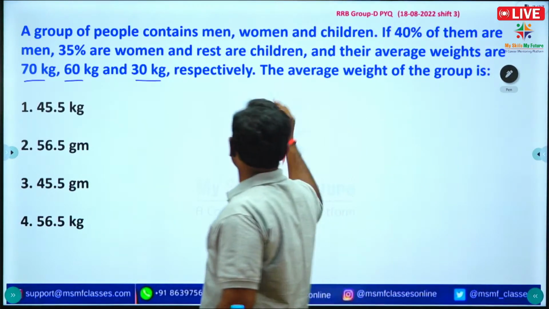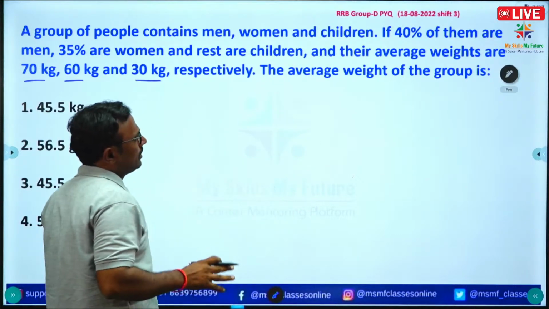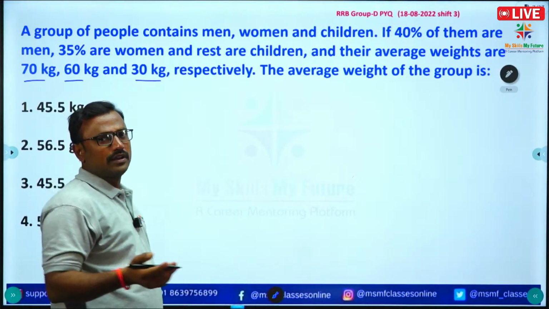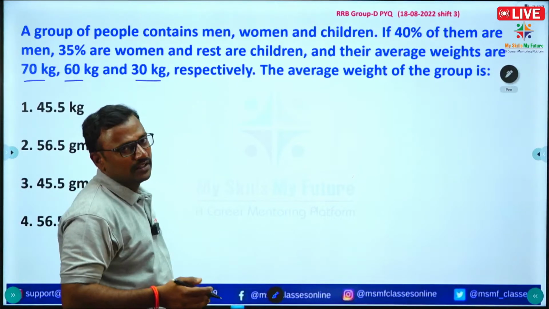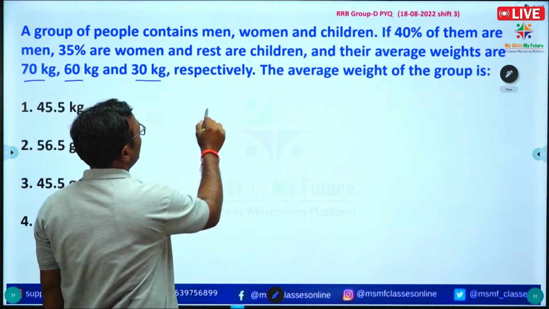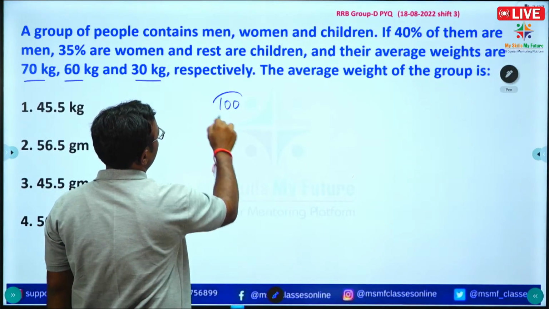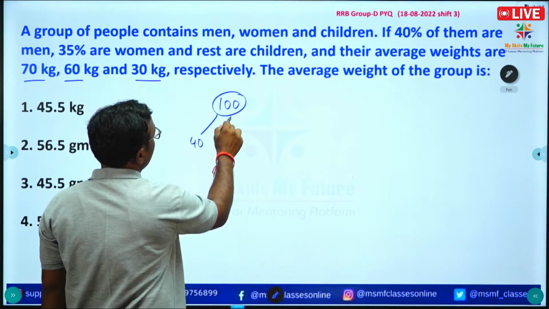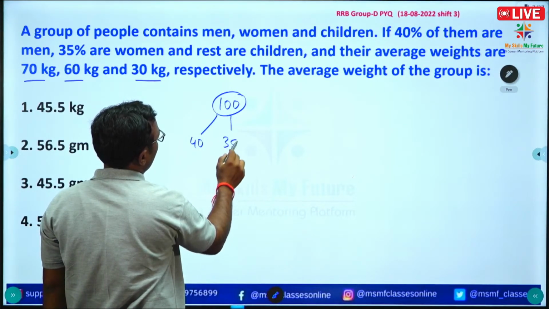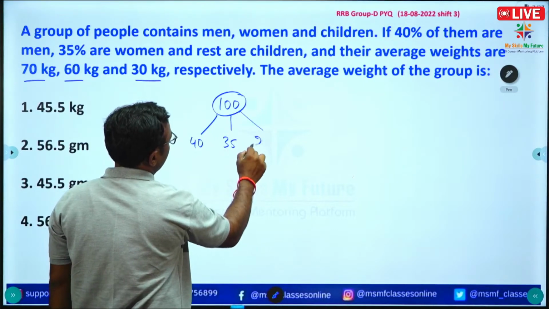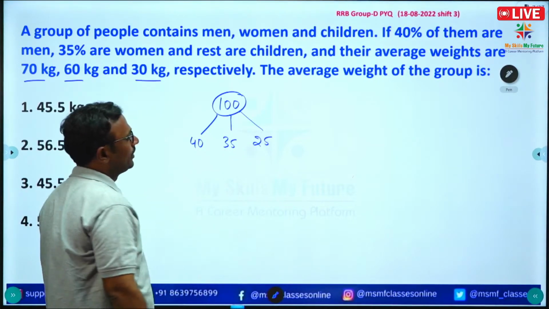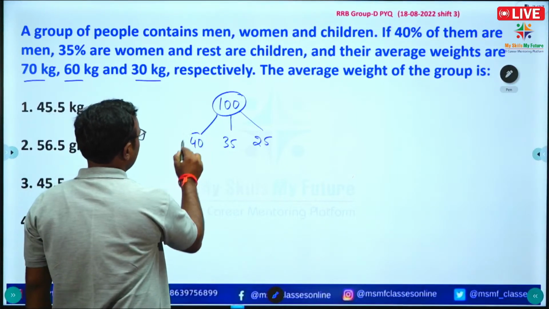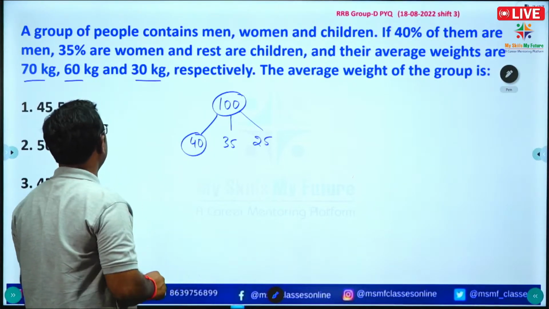So, they gave 40% are men, 35% are women. So, what about children? Total, we can consider 100% is the population. Here 40% are men, 35% are women. So, simply the remaining 25% are children. Okay. So, they gave the average of 40% men.